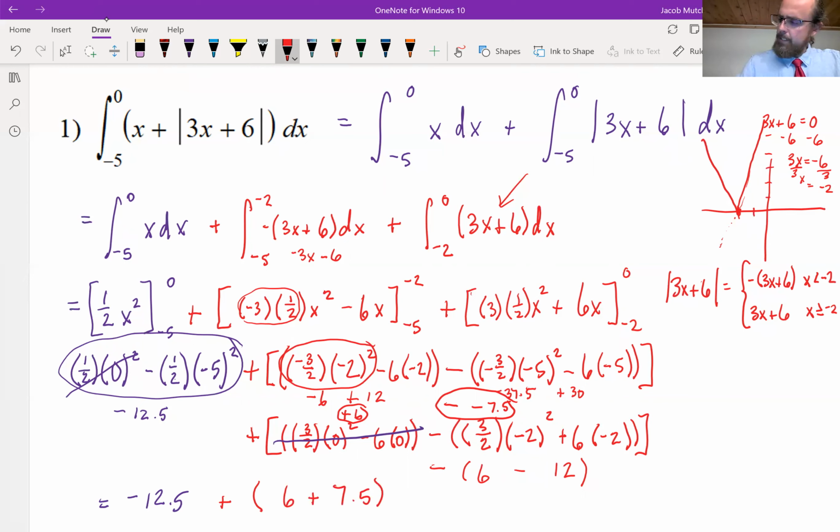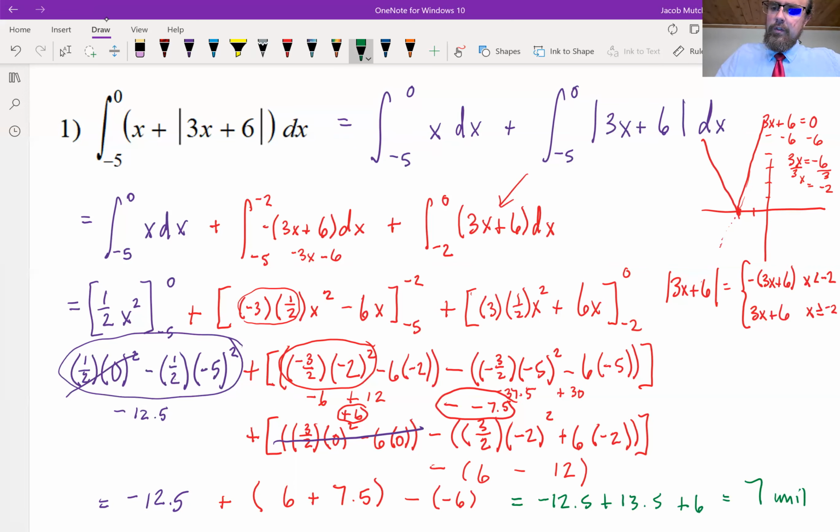And then minus 6 minus 12. So that's minus negative 6. And adding that all together, we're going to get negative 12.5 plus 13.5 plus 6. And the ultimate outcome of negative 12.5 plus 13.5 is 1. 1 plus 6 is 7. And since we're referring to an area, that's 7 square units.